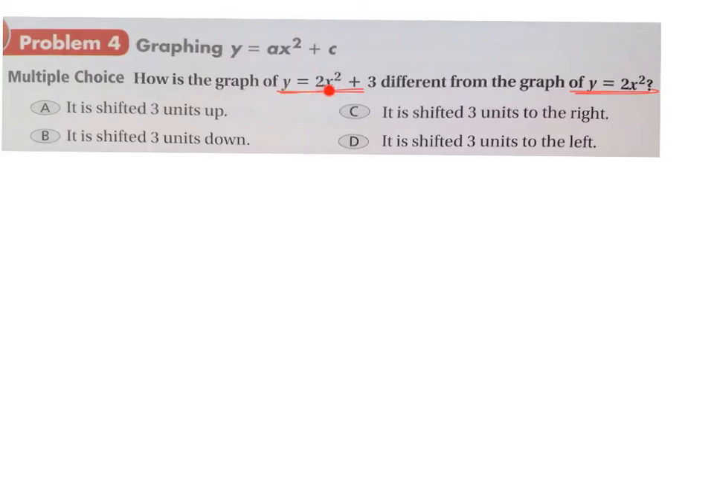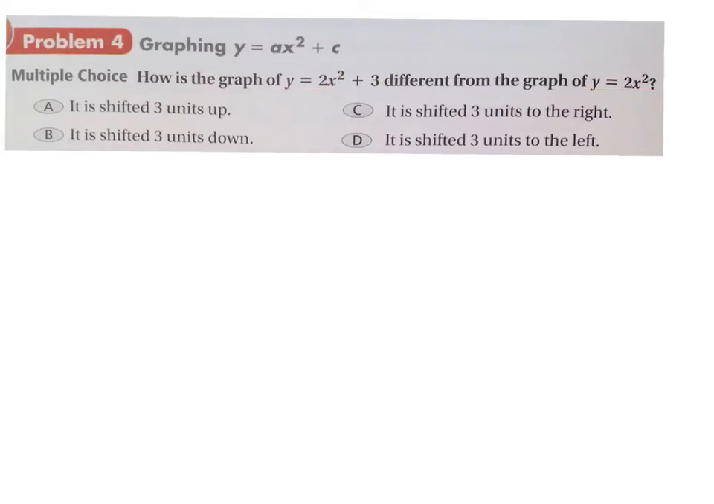I've got y equals 2x squared plus 3, and then I've got y equals 2x squared all by itself. So the difference is I've got a plus 3 here and I don't have it down here. So I wonder what that does to the graphs when I graph them. So to prove what it does, we're going to actually graph them.